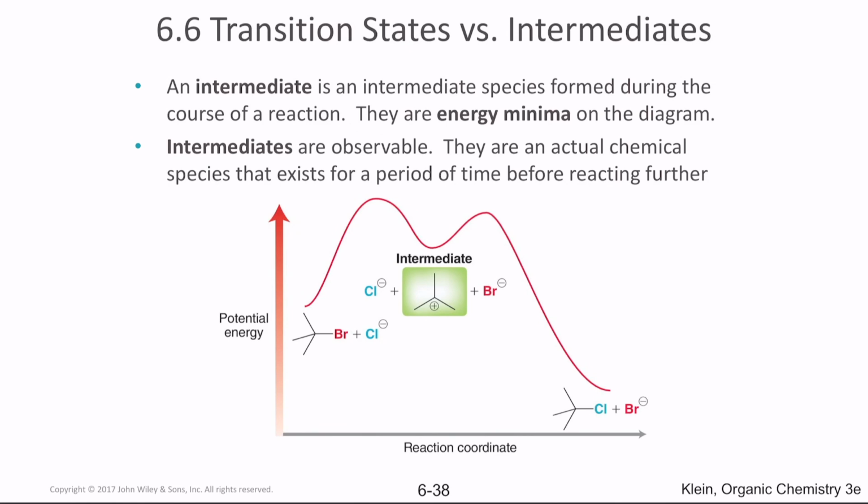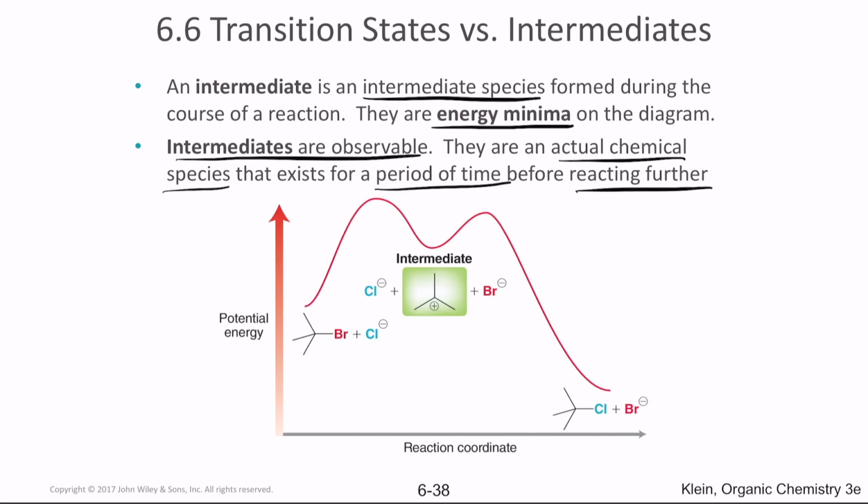But an intermediate is an actual compound, and it actually forms a compound, and these are the energy minima in a diagram. So these are the minimum energy species, but these are observable, and they are an actual chemical species that exist for a period of time before they further form the final compound.